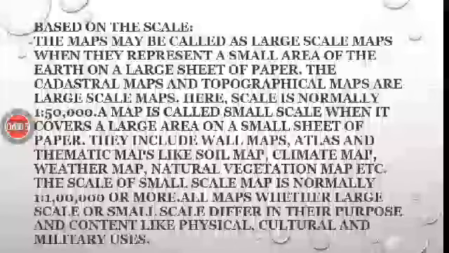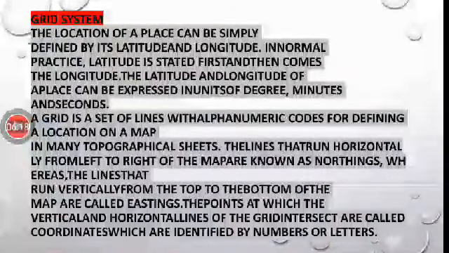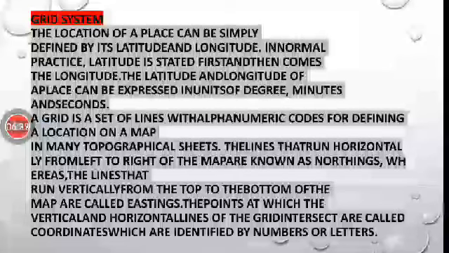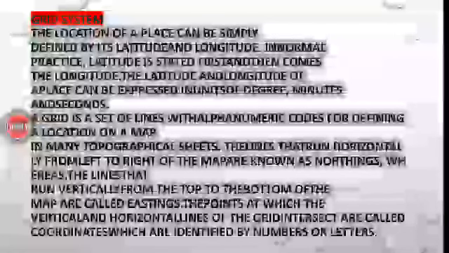All maps, whether large scale or small scale, differ in their purpose and content, like physical, cultural and military uses. The next component is grid system. The location of a place can be simply defined by its longitude and latitude. In normal practice, latitude is stated first and then comes the longitude. The latitude and longitude of a place can be expressed in units of degree, minute and second.